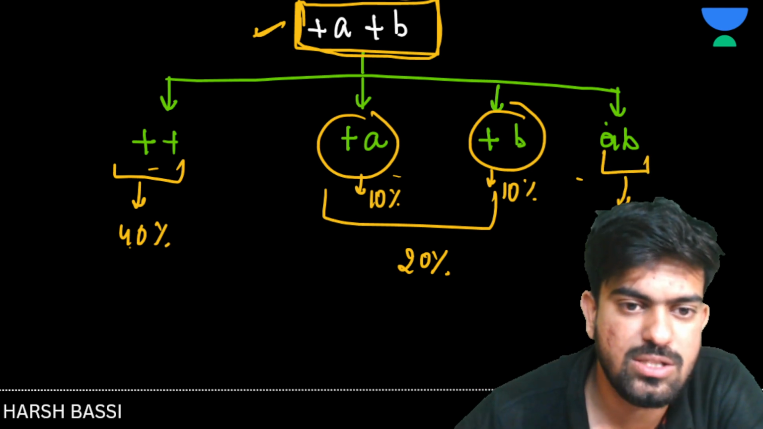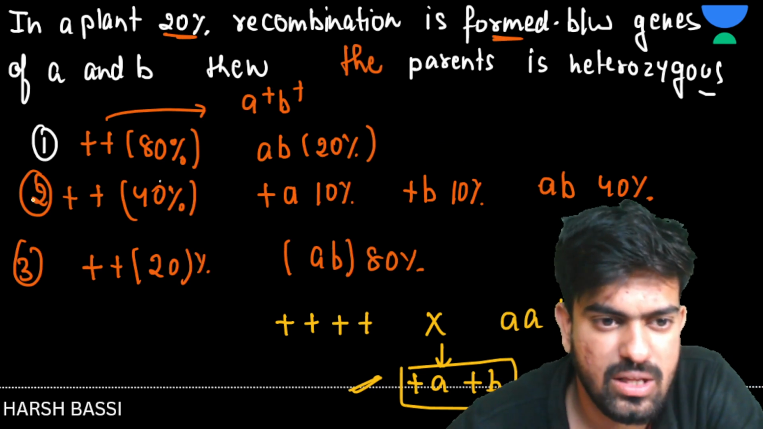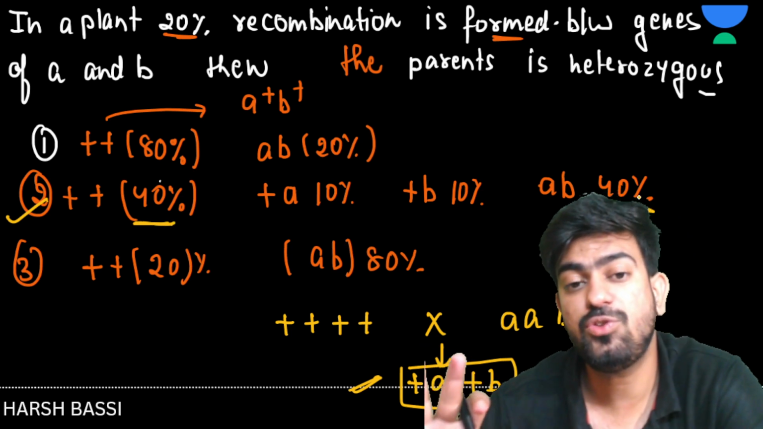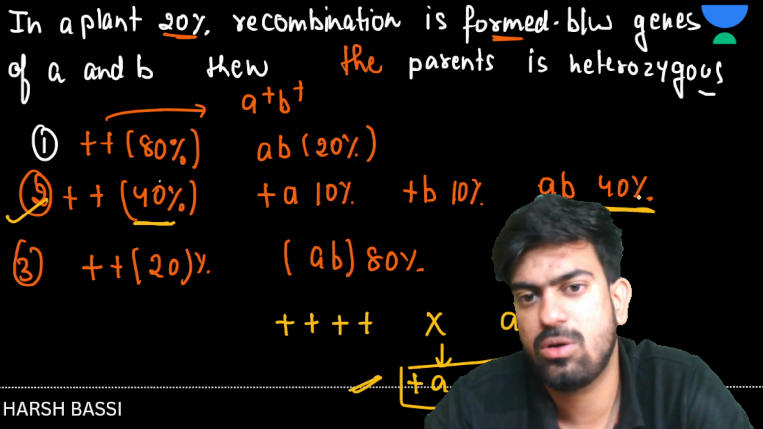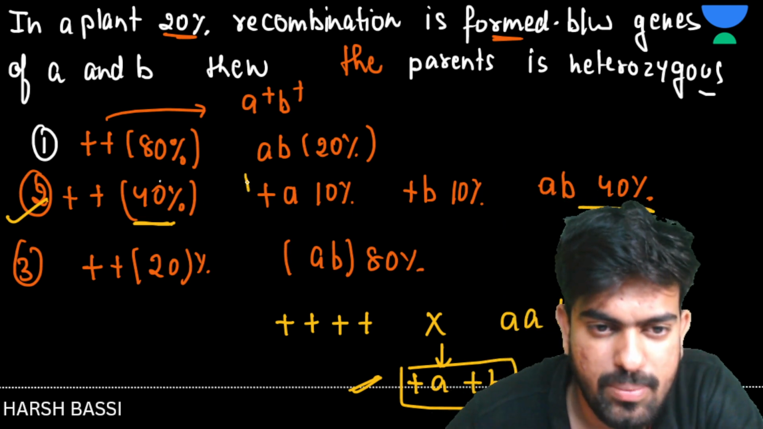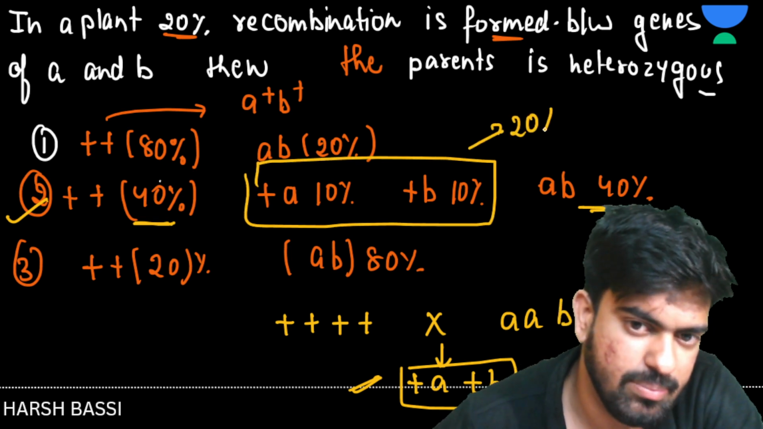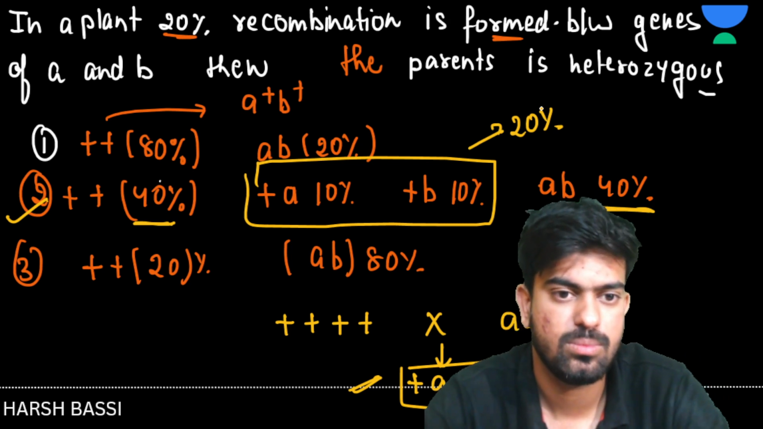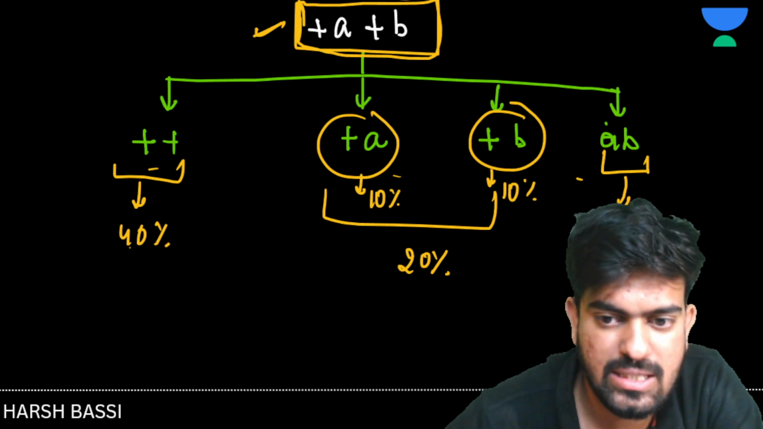Okay, so the answer to this question will be this one, because plus is 40, AB is 40. Why is this 40? Because these were the parental combination, right? And this is the combination which is newly formed. So this will be of total 20%. Okay, understood this question? Great. Now let's move on and talk about another question.